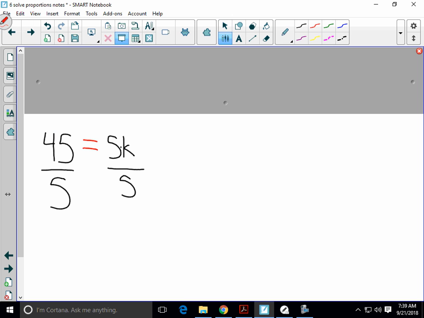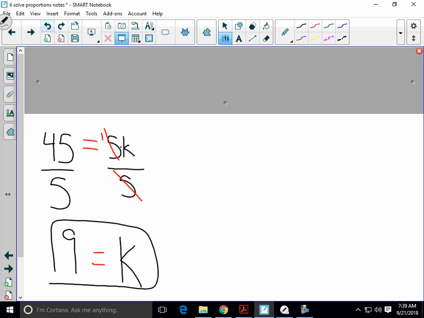On the right-hand side, 5 over 5, I'm going to cross those out. Now I have 1. So on the right I have 1k. I don't have to write the 1. I'm just going to write the k. And on the left, 45 divided by 5 would be 9. So my final answer, k equals 9.